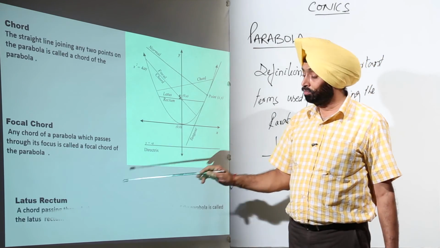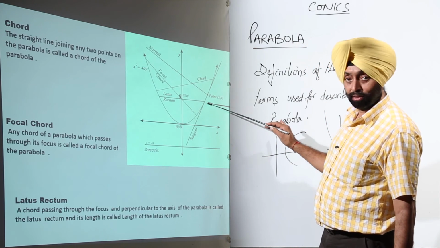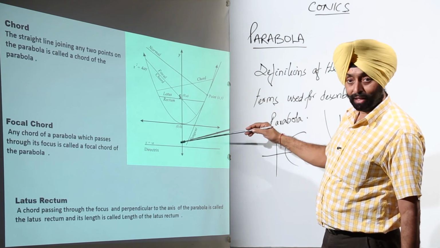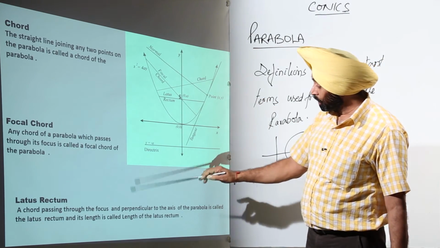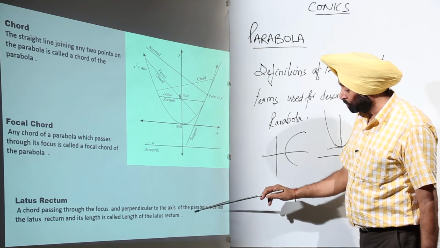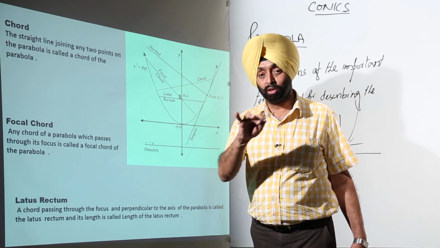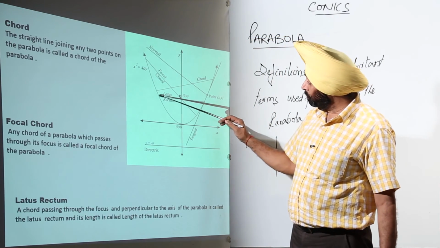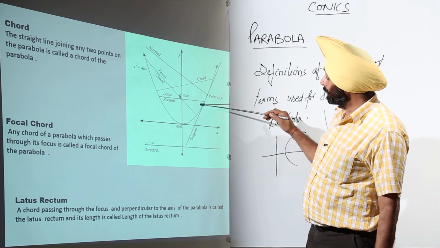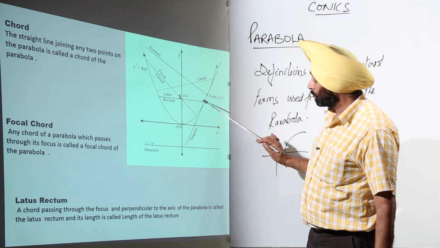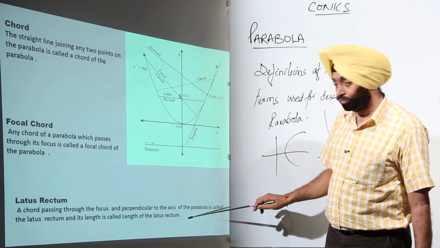Then we are having the most important term, that is the latus rectum. You can just check it. The latus rectum is a straight line perpendicular to the axis of symmetry and it passes through the focus, okay. So a chord passing through the focus and perpendicular to the axis of the parabola is called the latus rectum. Now I am going to give you a relation for the length of the latus rectum, from here to here. What the length will be, we are going to derive a relation, that is the length of the latus rectum.